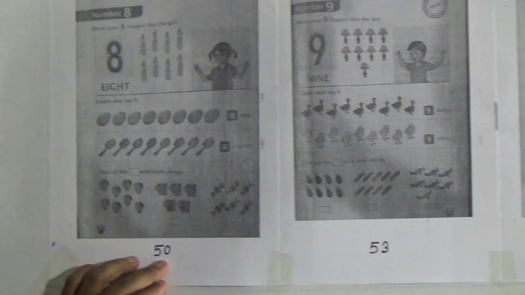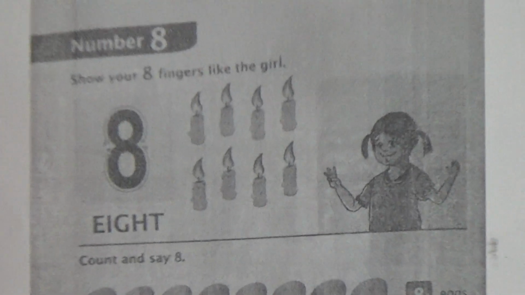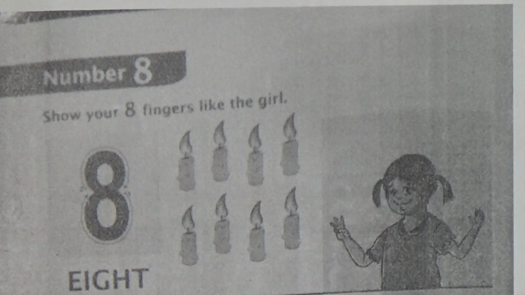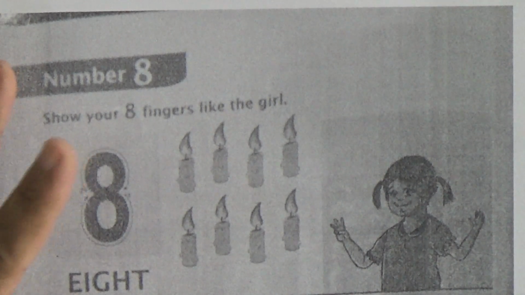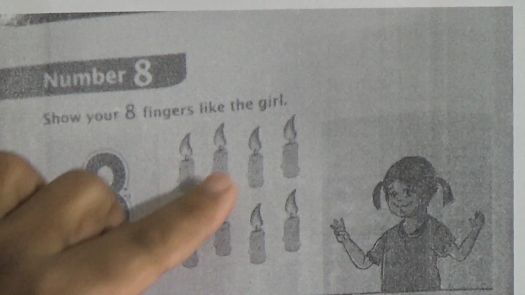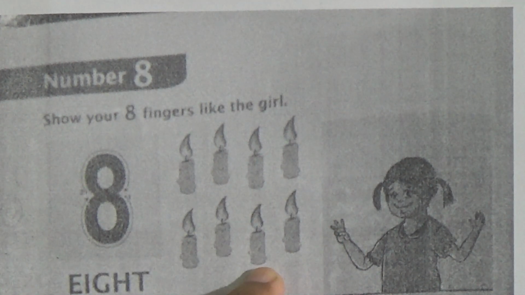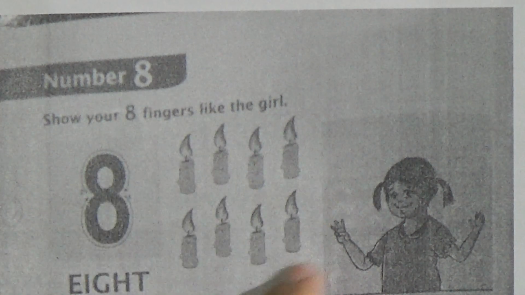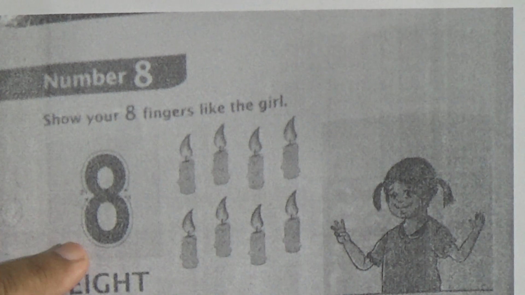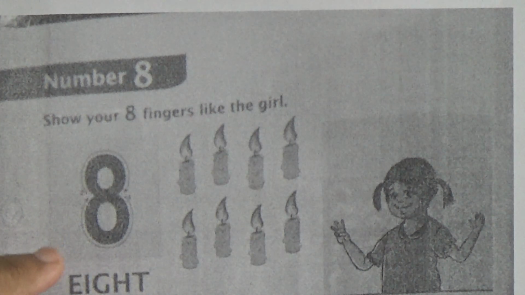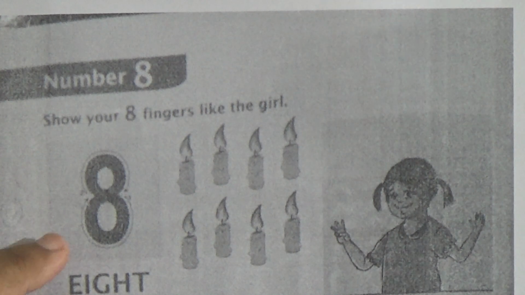First of all, open your book, go to page number 50. Dear students, in this page we have some pictures of candles, eggs, and brushes. We need to count them. Now count how many candles are there. There are 1, 2, 3, 4, 5, 6, 7, 8. That means there are 8 candles, and we can write 8 like this. You have already learned how to write the number 8.